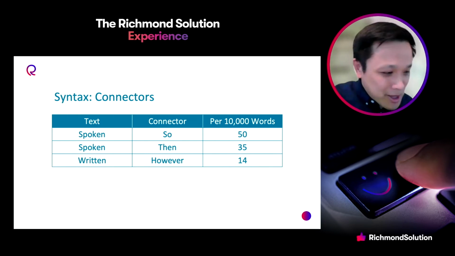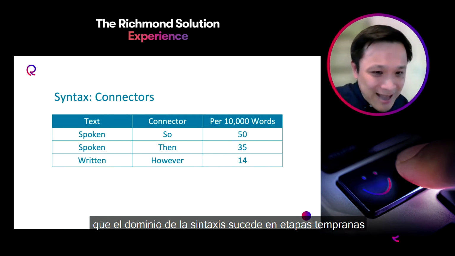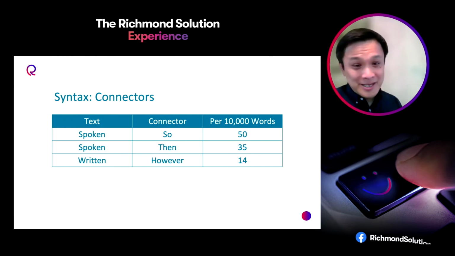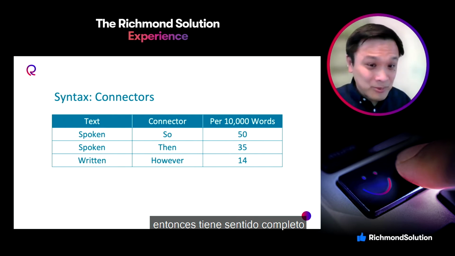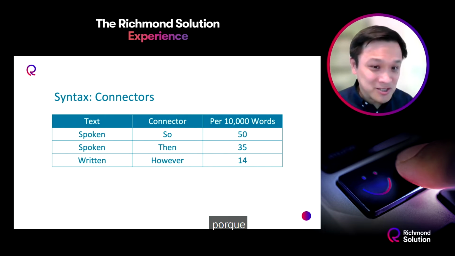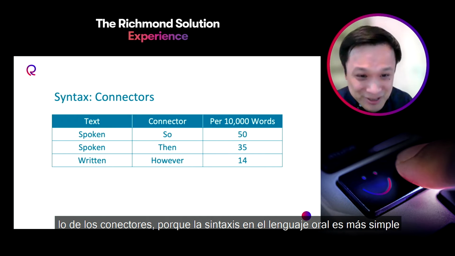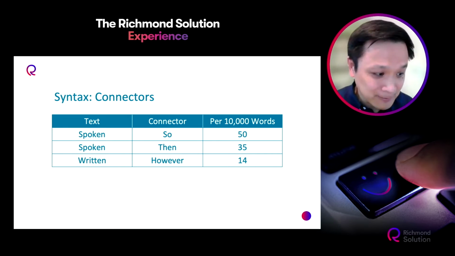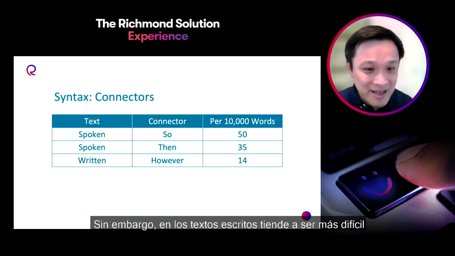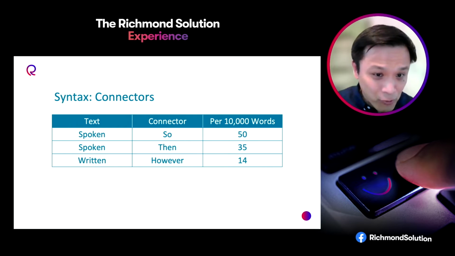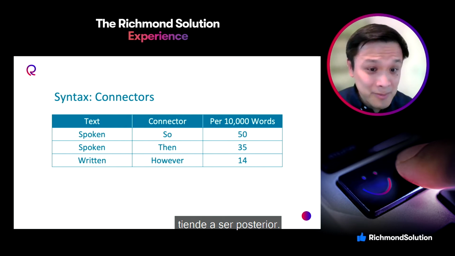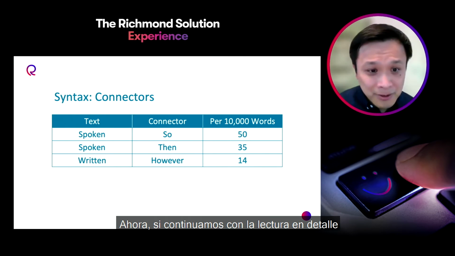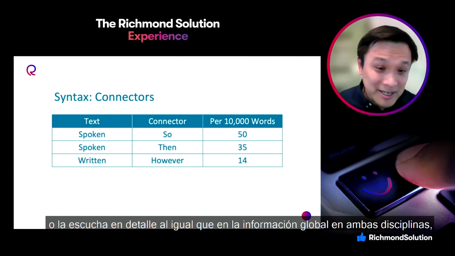And remember, earlier we noted that mastery of syntax happens earlier in listening than in reading. And if you think about what we've just said, well, that makes perfect sense because syntax in spoken language is simpler, and therefore it's easier to go out and develop mastery in it. Whereas in written text, it tends to be more complex, and therefore developing mastery in it tends to come somewhat later on.